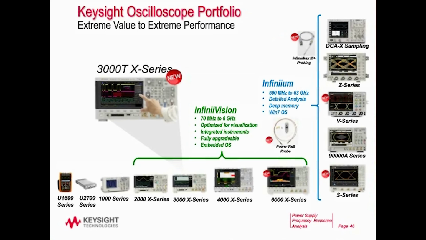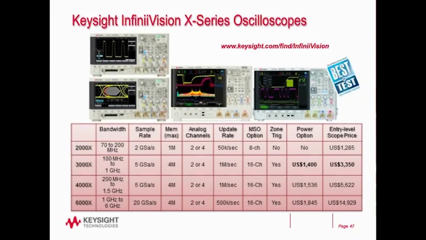So I want to give you an overview of what Agilent, I still say that these days, Keysight offers in oscilloscopes. We've got a broad range of scopes starting from handheld scopes all the way up to 33 gigahertz or 63 gigahertz real-time scopes. The scopes we used today and all the measurements were the 3000T and the 4000 X-Series oscilloscopes. To give you a closer look at that particular family, we call the InfiniVision X-Series.